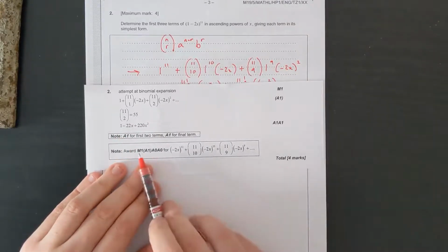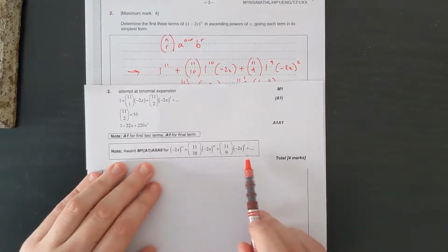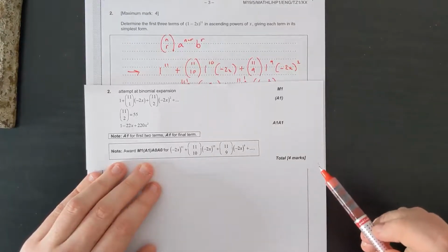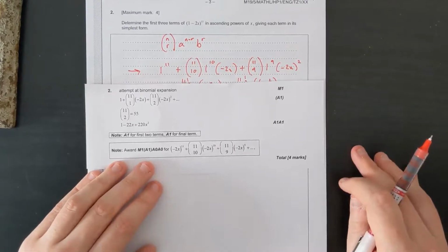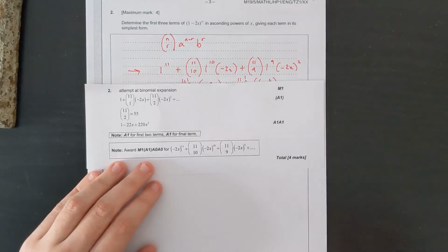So worth noting here, you would get 2 marks if you fail to expand and simplify your terms. So make sure you're always doing that. Otherwise this question would be even more straightforward. And that's another 4 marks done.